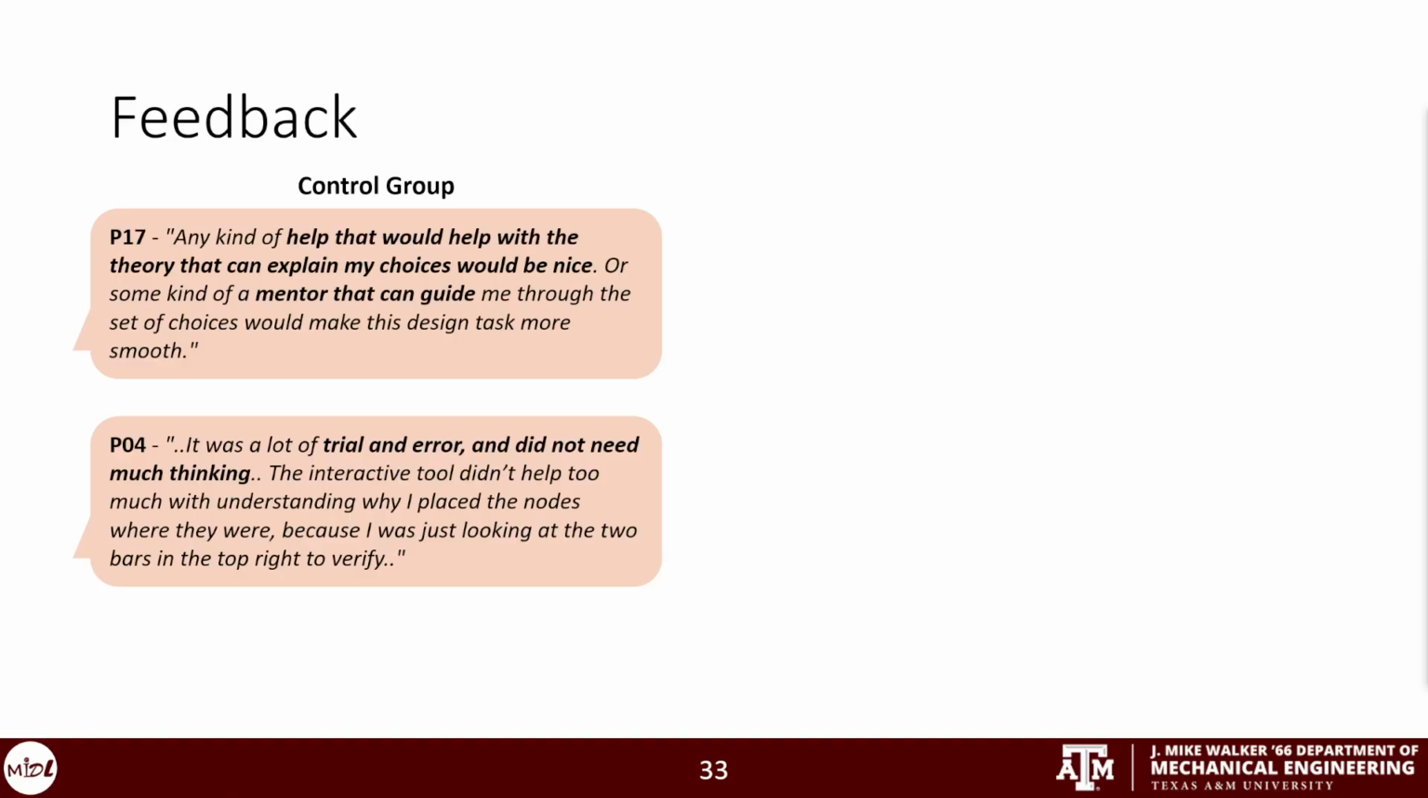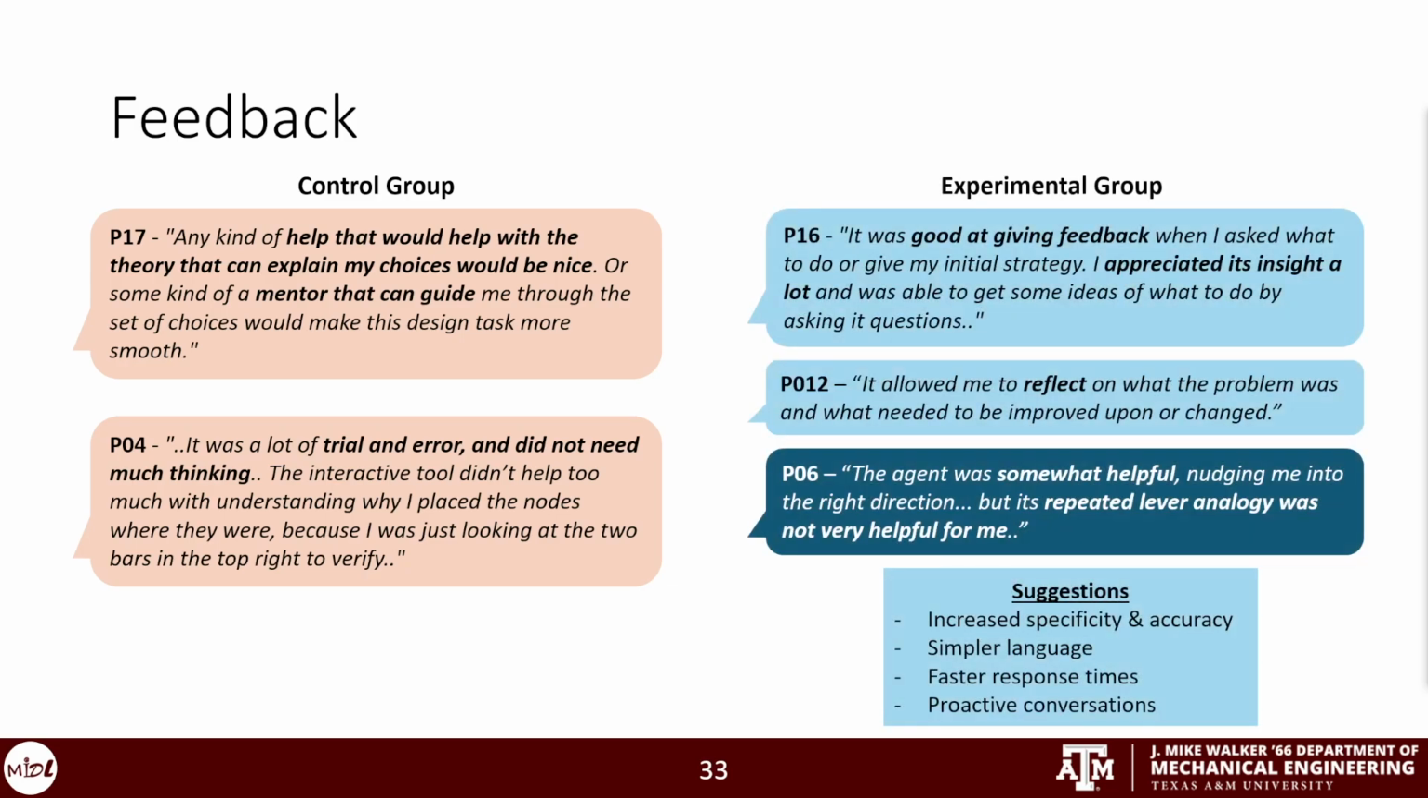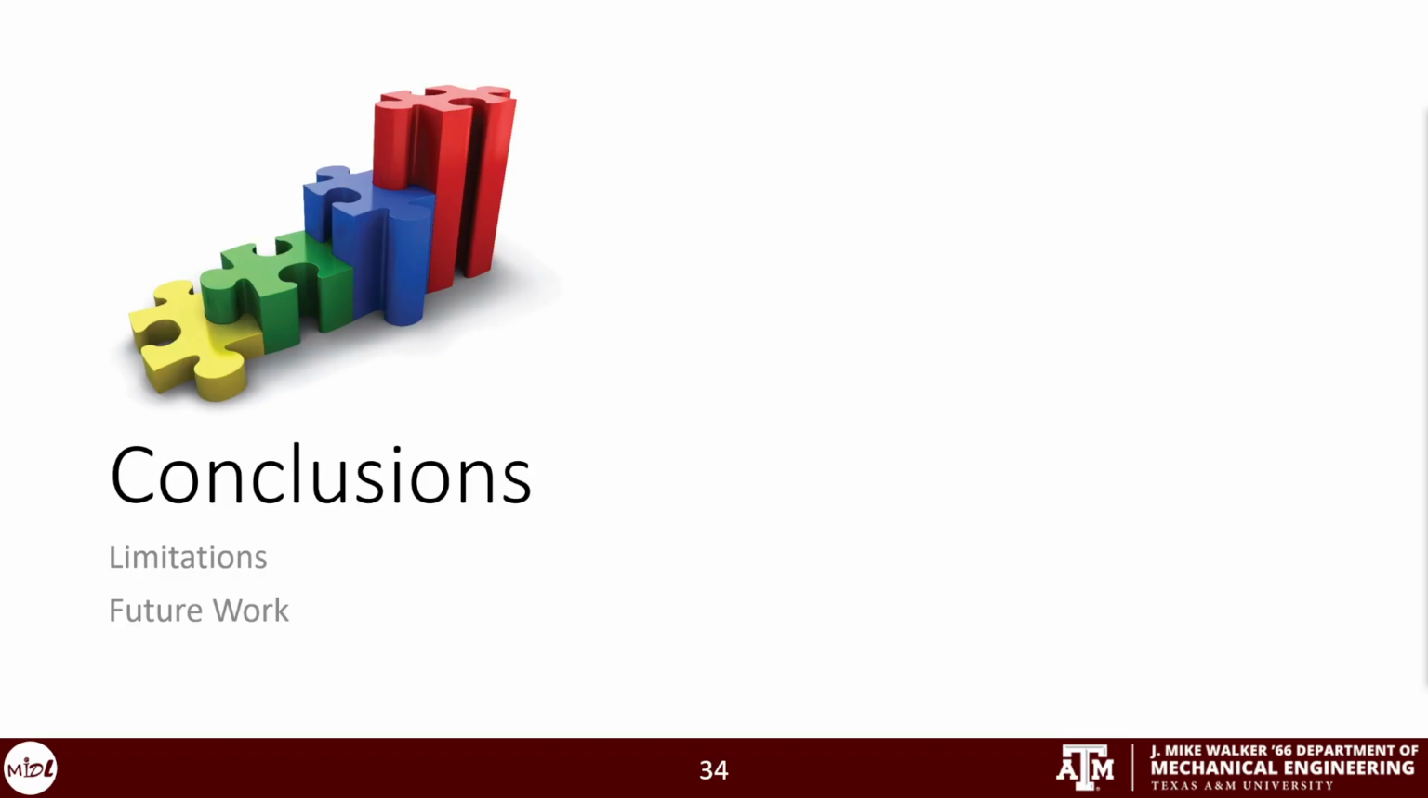Finally, we also gathered user feedback, where most of the control group participants mentioned that they would have liked some help during the design process, whereas the experimental group found the agent helpful and insightful and felt that it helped them reflect on the problem better. In terms of critical feedback, some users did want the agent to be more specific and quicker in its responses. So with that, I'll wrap up this presentation with some of our limitations and future work.